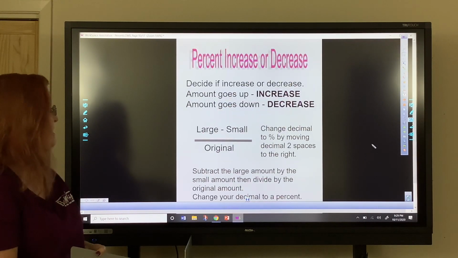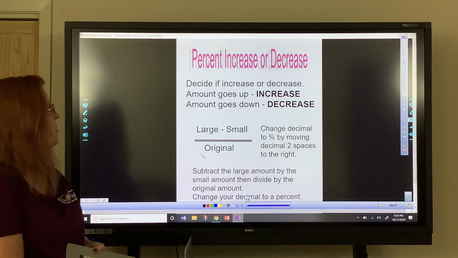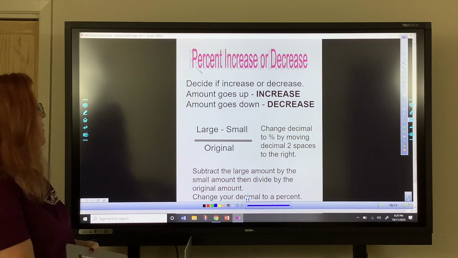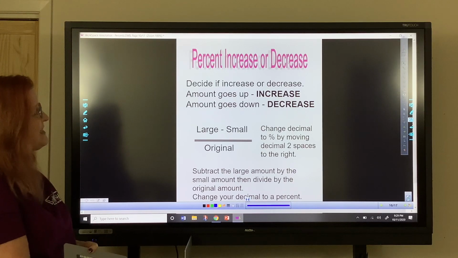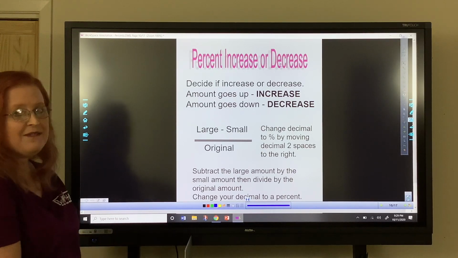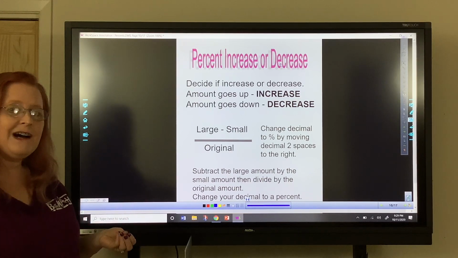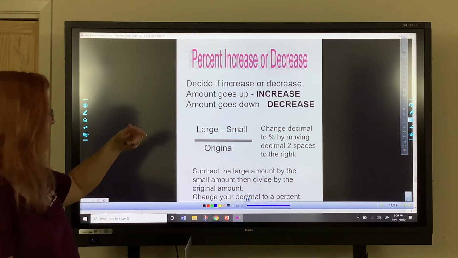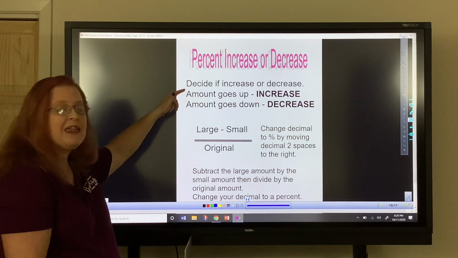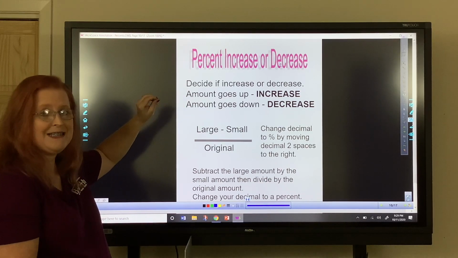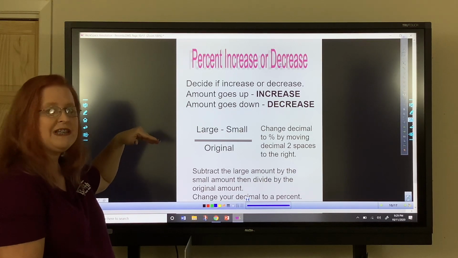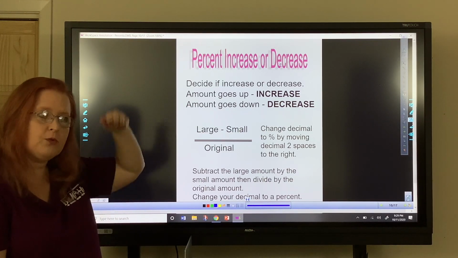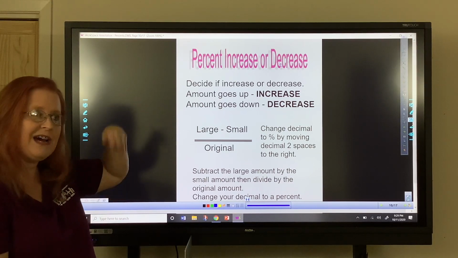All right, there are things you have to find using percents. You have percent increase or decrease. And all you have to do on those is decide whether it's an increase, the price is going up, or if it's a decrease, your price is going down. The steps or the process is the same for either. You just have to indicate which way your amount is moving, higher or lower.